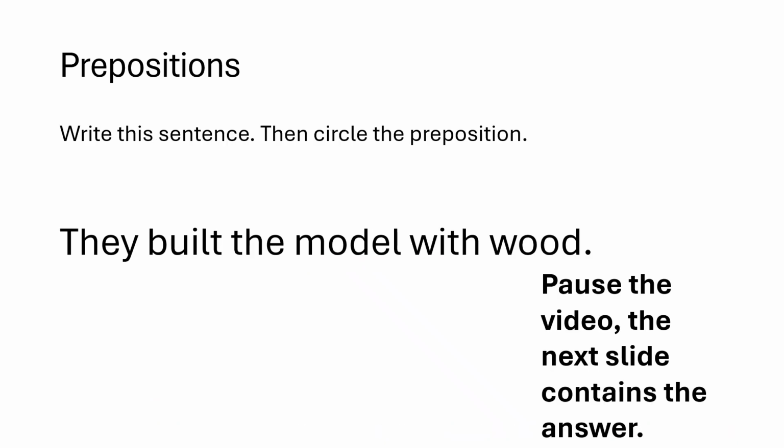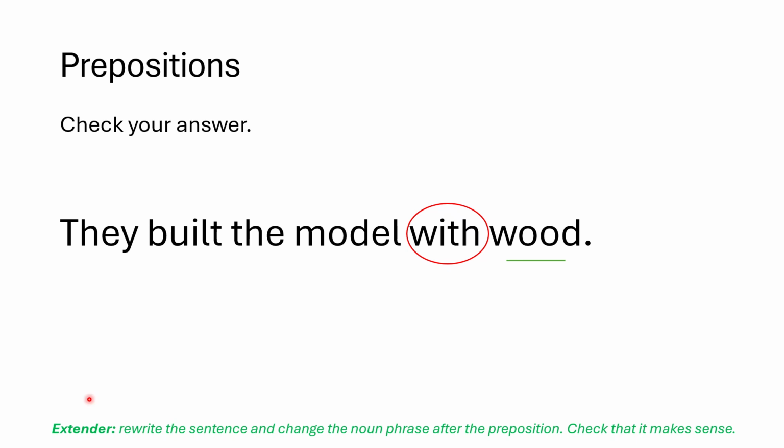Write this sentence, then circle the preposition. They built the model with wood. Pause the video. The next slide contains the answer. Check your answer. They built the model with wood. The preposition is with.